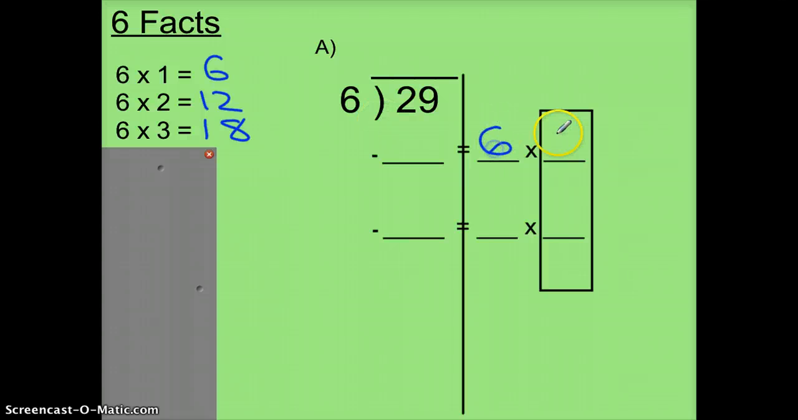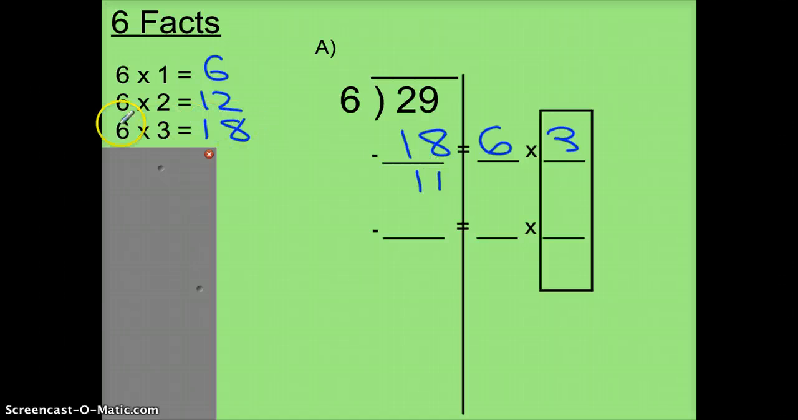So I'll write this out to the side because what I'm going to do is take 3 groups of 6 away from 29. Now 3 groups of 6 is 18. So we'll subtract here. 9 minus 8 is 1. And 2 minus 1 is 1. Now I have 11 left.